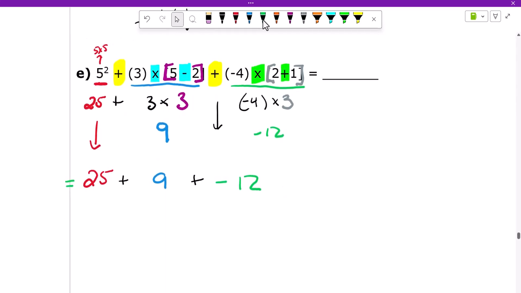So now, sometimes when we do this, we'll end up with two signs next to each other. In that case, you want to combine those two signs. A plus and a minus becomes what symbol? A minus. Thank you. So I'm going to combine these together and just write down a minus. So 25 plus 9 minus 12. Adding and subtracting left to right. So 25 plus 9, we have 34. 34 minus 12, what number do we have? Jaden? 22. Yes, excellent. Right?